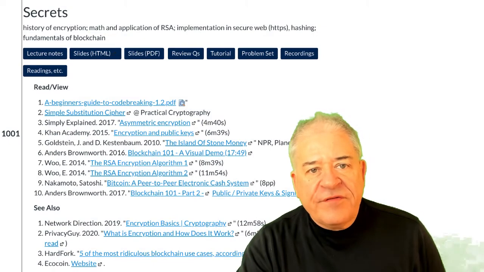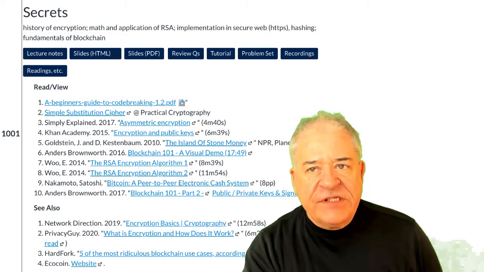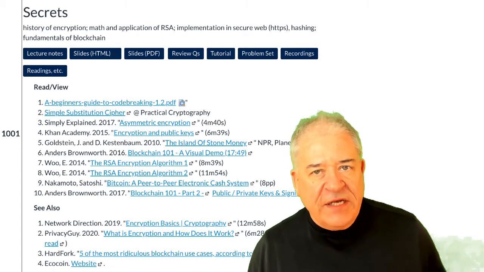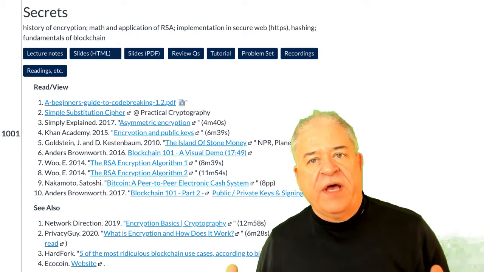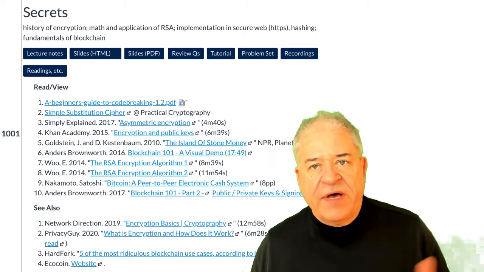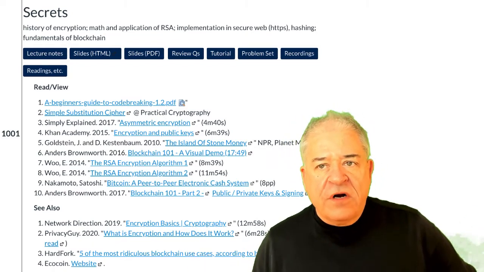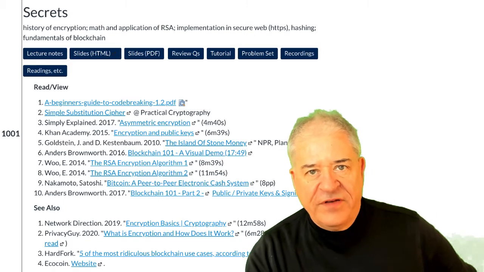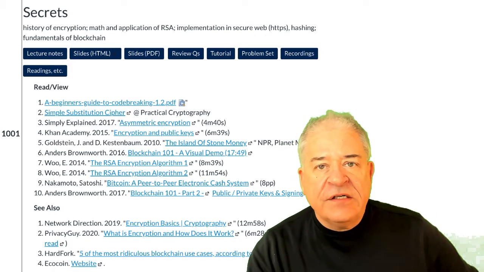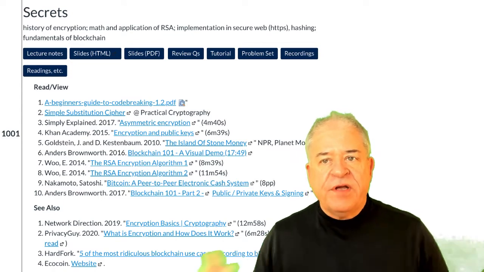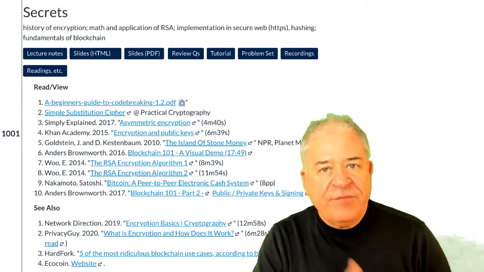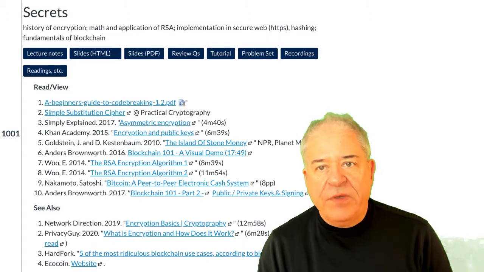So the goal of this week's readings is to take you from zero to being able to make some sense of blockchain in a non-hand-waving sort of way in a short amount of time. We're going to start with what is cryptography. What we need to understand is how secret keeping is embedded in human experience and some of the techniques that have been used to accomplish secret keeping.